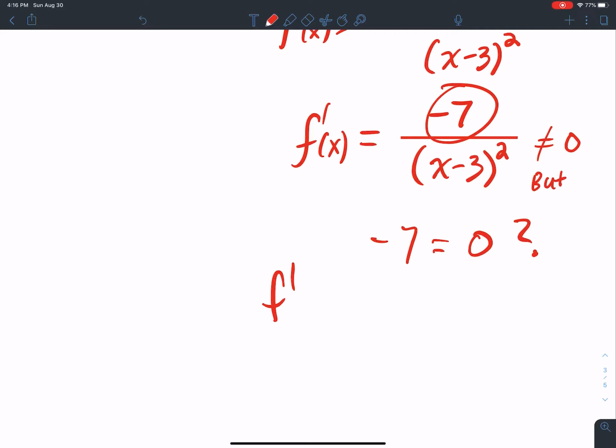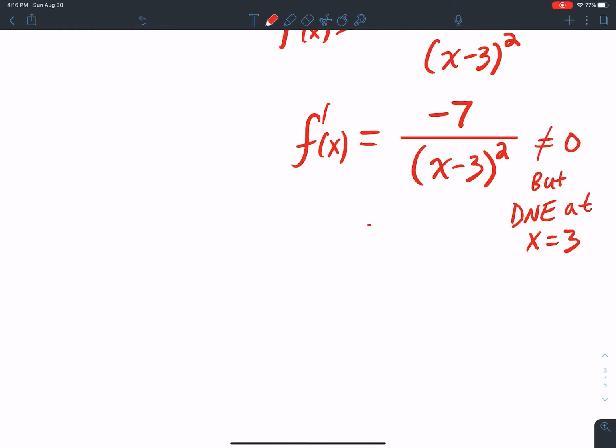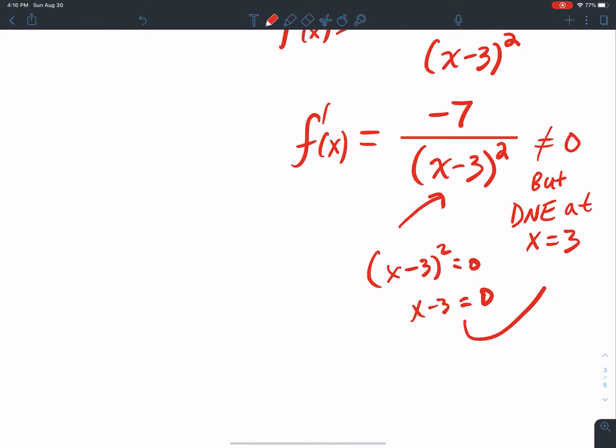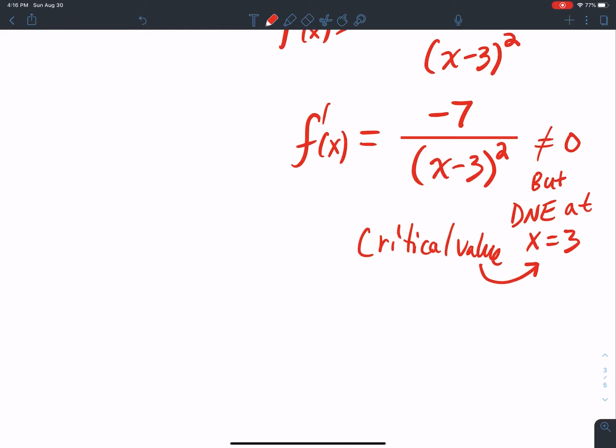However, f prime of x can be undefined. And how do we make it undefined? When we take a number and we divide by 0. That's undefined. So if I set the denominator equal to 0, (x - 3) squared equals 0, square root both sides, x - 3 equals plus or minus 0. That tells me that x equals 3 is a value where the derivative does not exist. Therefore, x equal to 3 is a critical value. So I know one of my critical values is 3.